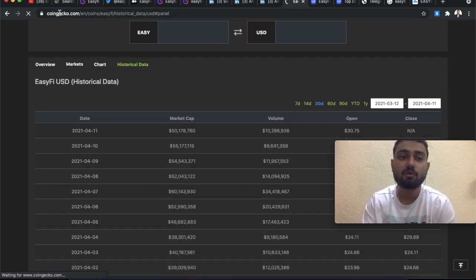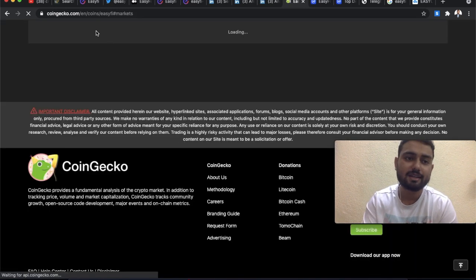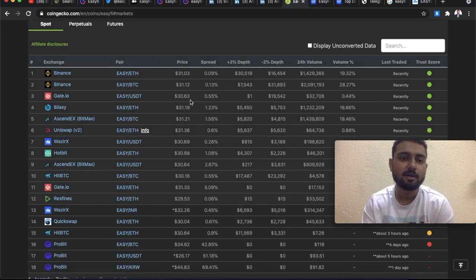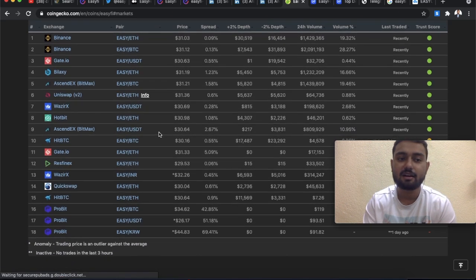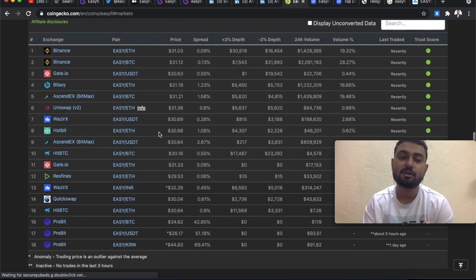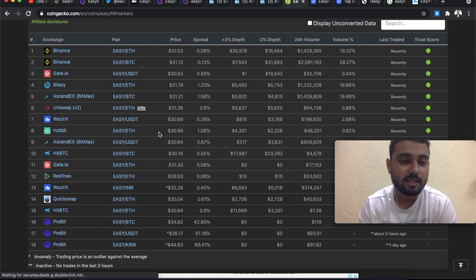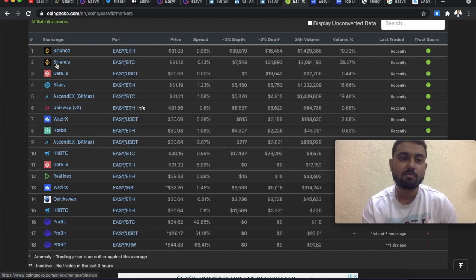So I am basically on CoinGecko.com. You can go on CoinGecko.com or CoinMarketCap.com and search for the project, and you can get a list of all the exchanges that are listing or actually trading this particular currency or coin. Now, what are some of the exchanges? Binance, we all know it's one of the most trustworthy exchanges. Gate.io is there. Uniswap, WazirX. If you are in India, WazirX is the most trusted exchange in India. Then there are certain other exchanges.